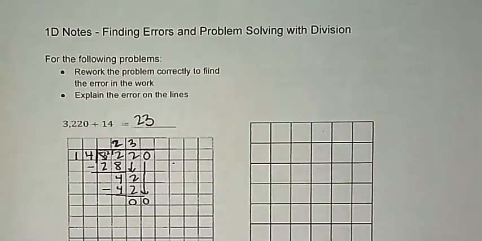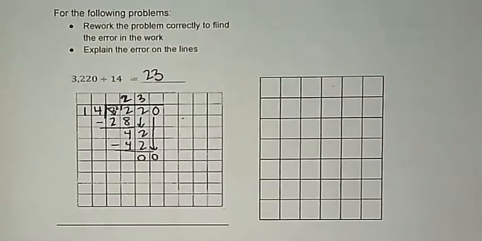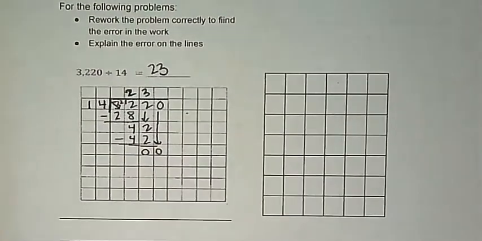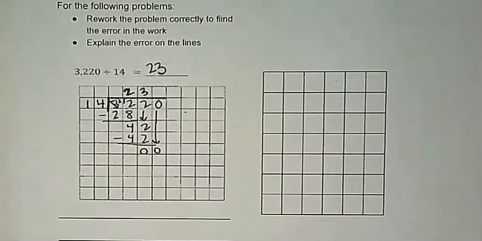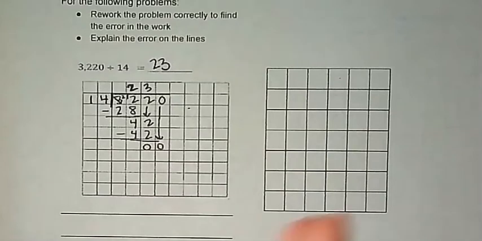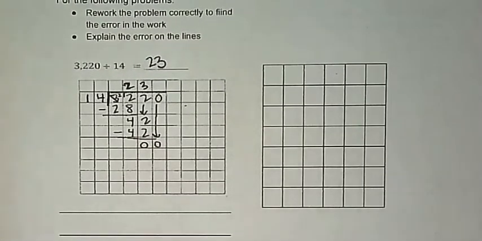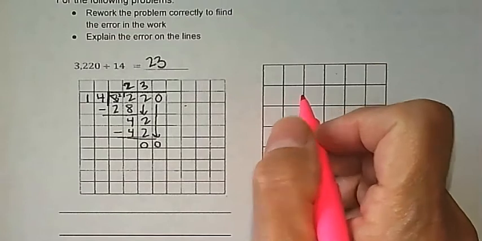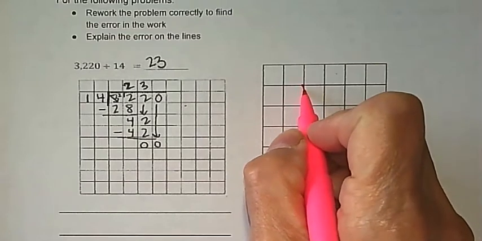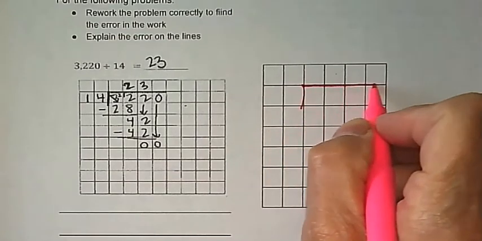So what we're going to do with these problems is, first of all, rework the problem. We know that this is wrong because it says find the error. So we're going to rework the problem correctly. I find that if you do the problem first and work it out correctly, it's a lot easier to spot where the error was. And then we're going to explain what the error was on the lines. So the first thing I'm going to do is go ahead and do my division here for myself and see if I can spot the error.